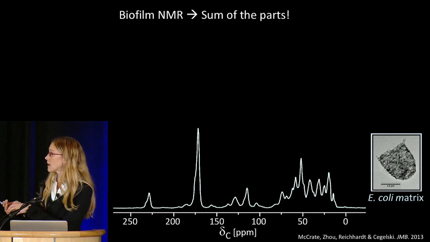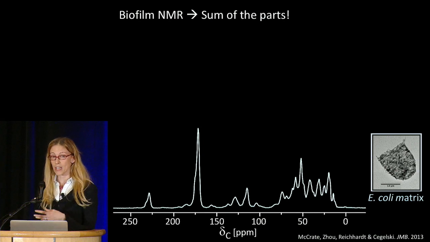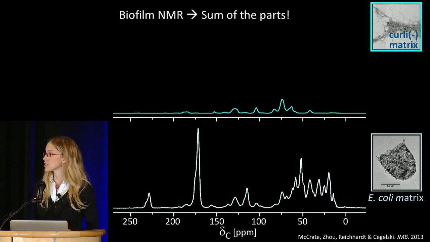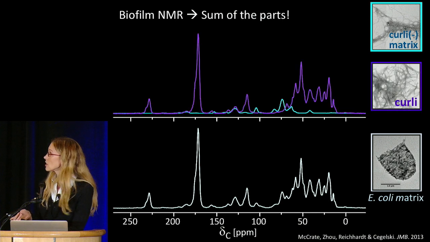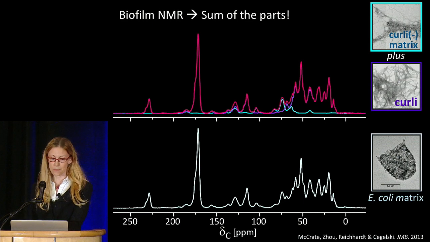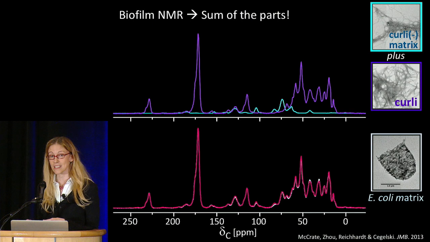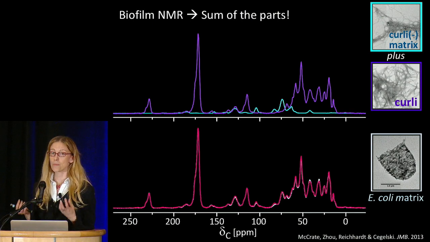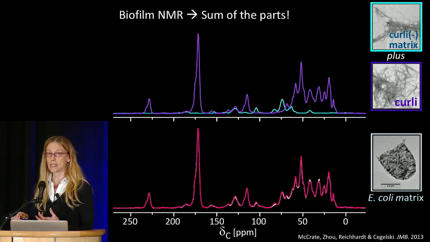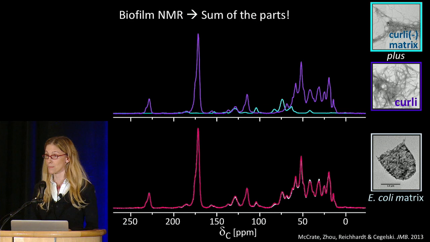And here's one of our carbon spectra, the sum of all of the carbons in this complex matrix. I compare that for you to the carbon spectrum of the cellulosic material and the curli proteinaceous material, and we found that the spectral sum of those two samples was the perfect recapitulation of the extracellular matrix. And so this enabled the first determination ever of the composition of the extracellular matrix quantitatively. So it's 85% protein fibers, 15% cellulosic material.